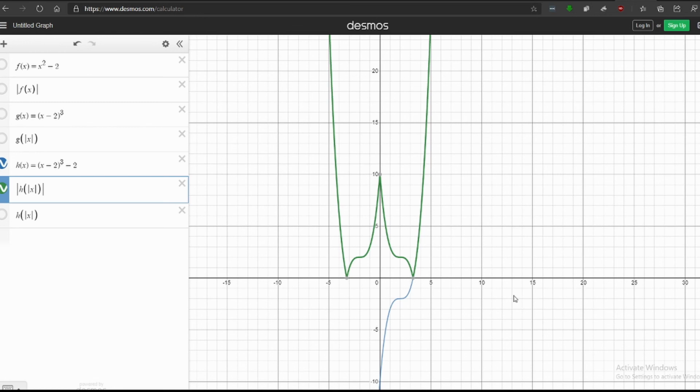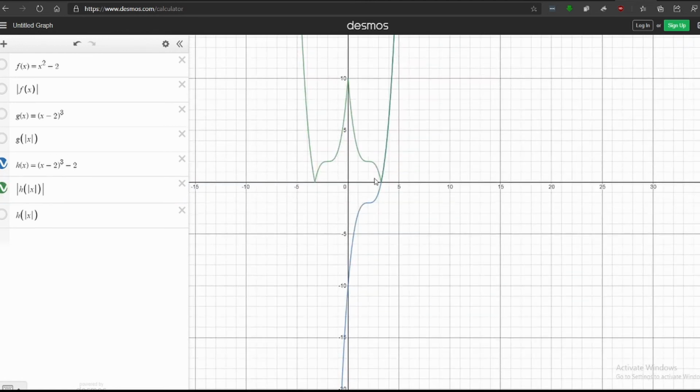Hopefully that made sense to you. If it didn't, try rewinding it, or even better, go to Desmos and try creating a bunch of functions for yourself and playing around with these absolute value functions surrounding the function or inside of the function, and try playing around with it until you get the hang of why stuff is like that.